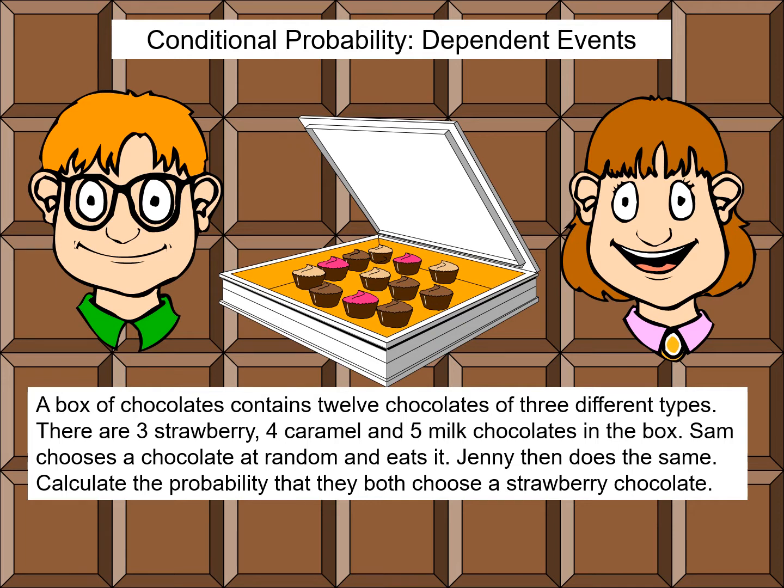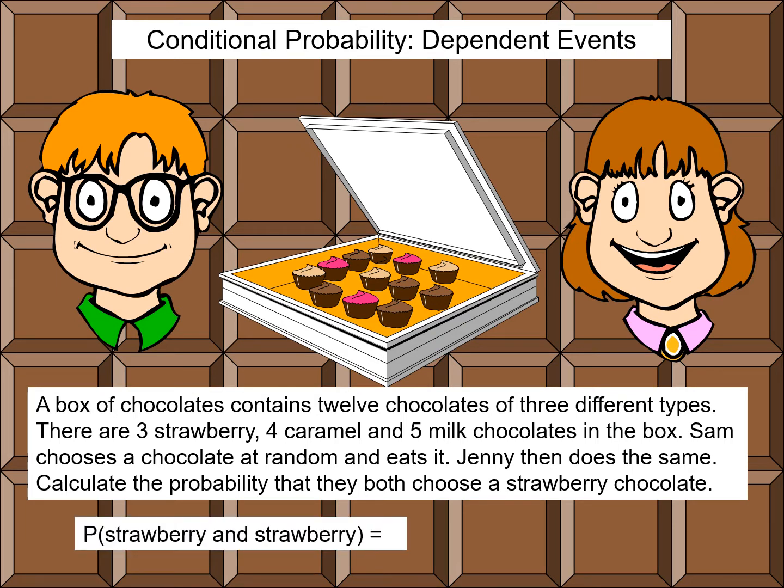Now, in prior videos, what would have happened here is Sam would have taken his chocolate and then put the chocolate back in the box, therefore not affecting the probability for Jenny when she chooses hers. But that's not the case here. When Sam takes his chocolate, he obviously is going to eat it. So what we're looking to do is work out the probability of a strawberry and a strawberry.